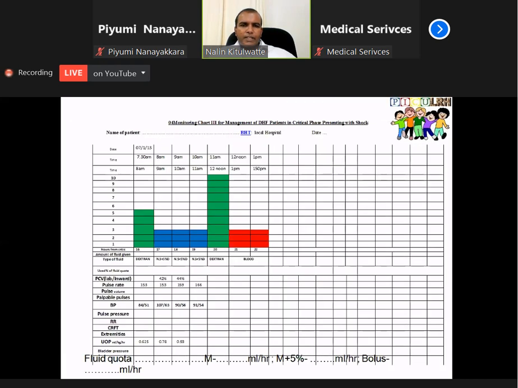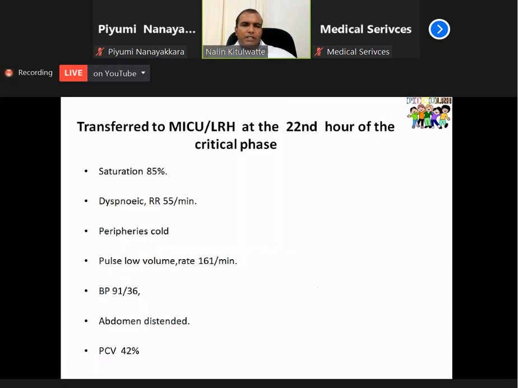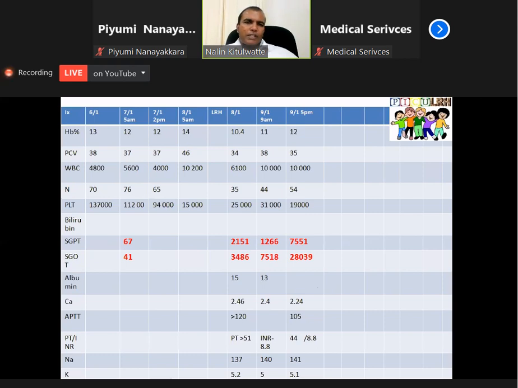So this is what happens. On admission, saturation was 85, dyspneic, periphery cold, tachycardic, blood pressure low, PCV 42. We tried our maximum. Look at this: SGPT initially was 67, goes to 7,000. SGOT 41 goes to 28,000. So this child died with liver failure after about 2 weeks.